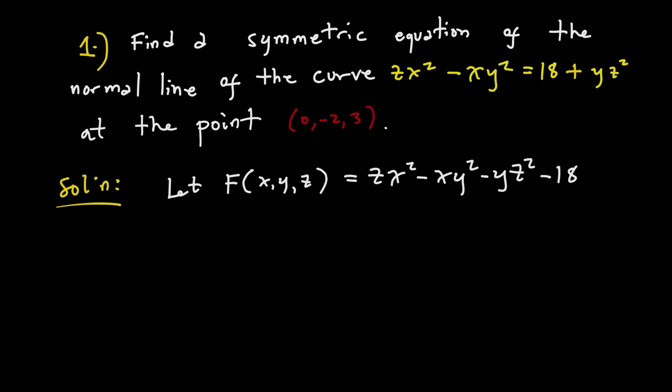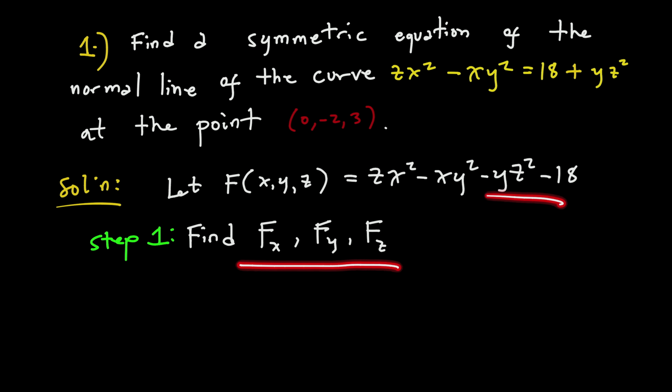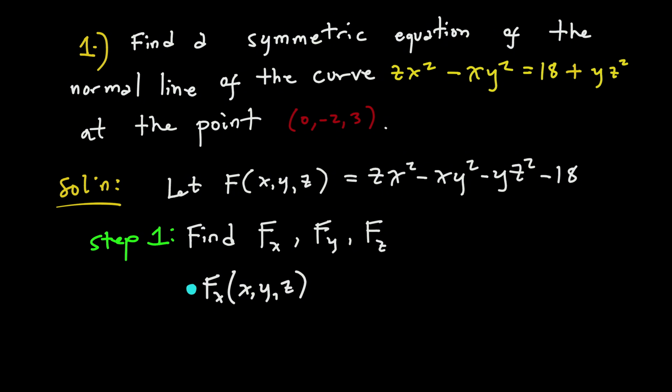For step 1, you need to find the partials of this function f with respect to x, with respect to y, and with respect to z. For the partial of f with respect to x, deriving this one gives us this one. So x here is the variable and z and y are constant. In this case, you have 2xz. Then for this one, you have y squared, and then this one derives to 0.